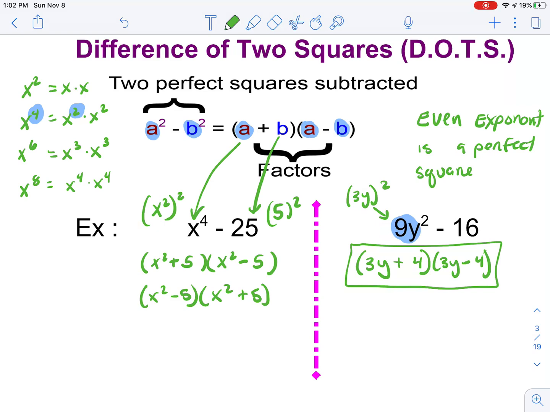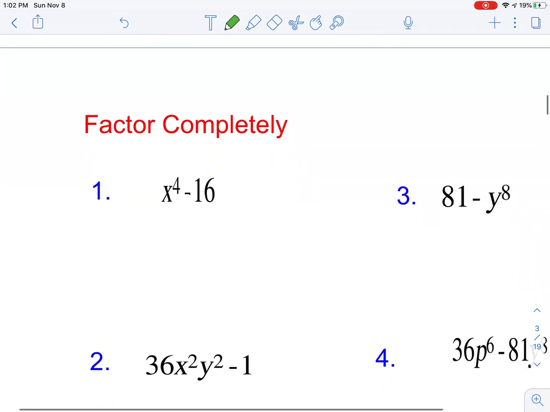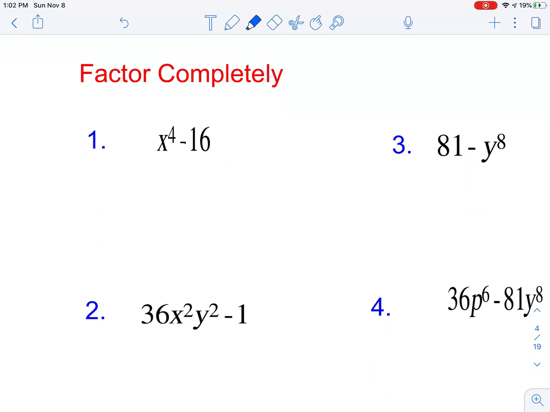So now let's apply this to some more challenging examples. Okay, now I want you to pay attention to this direction right here. Factor completely. Factor completely means that you are factoring until every single parentheses can no longer be factored. So once you have used one factoring technique, you always reapproach each parentheses and see if there's any other factoring technique that can be done.